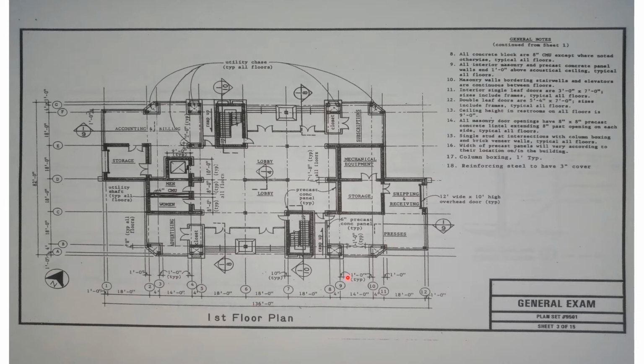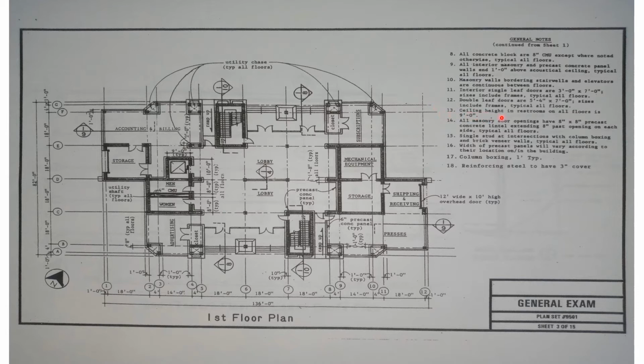So we have the first floor plan, which is great. And we have some more notes here. It says that all concrete blocks are 8-inch CMU. You probably know by now, CMU means concrete masonry unit. It's a fancy name for a concrete block. Number 9, all laboratory masonry panel walls are 1 foot above the acoustical ceiling. That's great. We'll need to use that at some point.